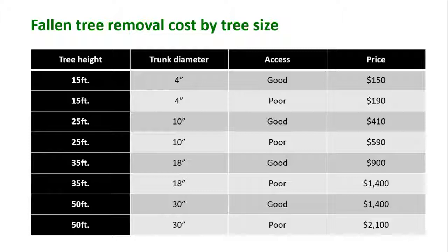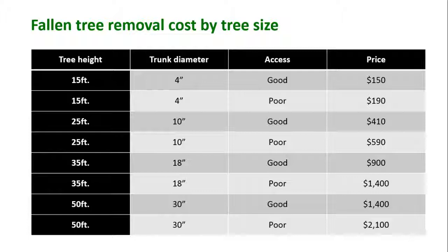So a 15-foot tree with a 4-inch diameter would be $150 with good access, or maybe around $190 to $200 with poor access. A 25-foot tree with a 10-inch trunk diameter, $410 for good access, $590 for poor access. And then the next two are probably your medium to large trees. So a 35-foot tree, 18 inches, is $900 with good access, probably about $1,400 for poor access. And a huge 50-foot tree, 30-inch diameter trunk, would probably be $1,400 to $2,000, or $2,500.